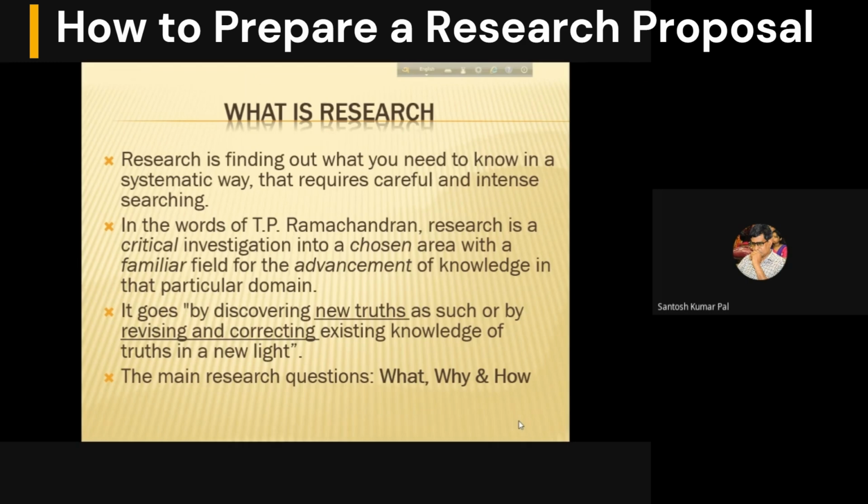Research is a critical investigation into a chosen area with a familiar field for the advancement of knowledge in that particular domain.